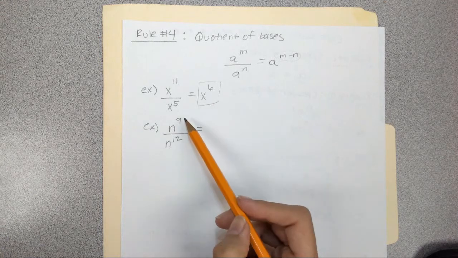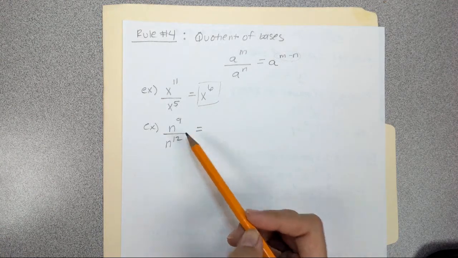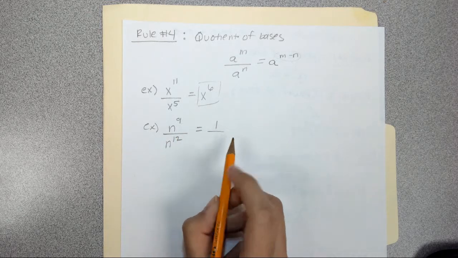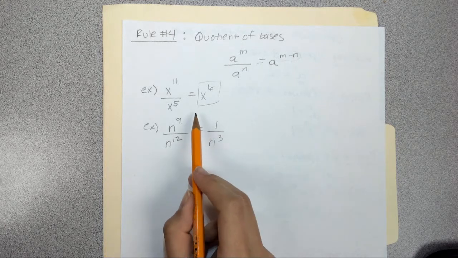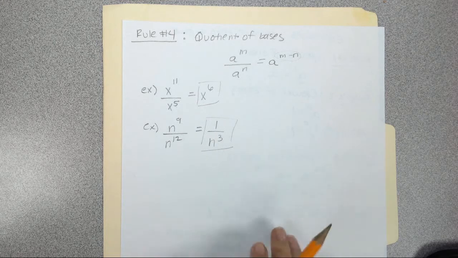So I know I'm still taking the difference in the exponents, but this time I have more in the denominator, which means I'm going to write 1 over n to the power of 3. So I write the difference in the exponents in the denominator this time.